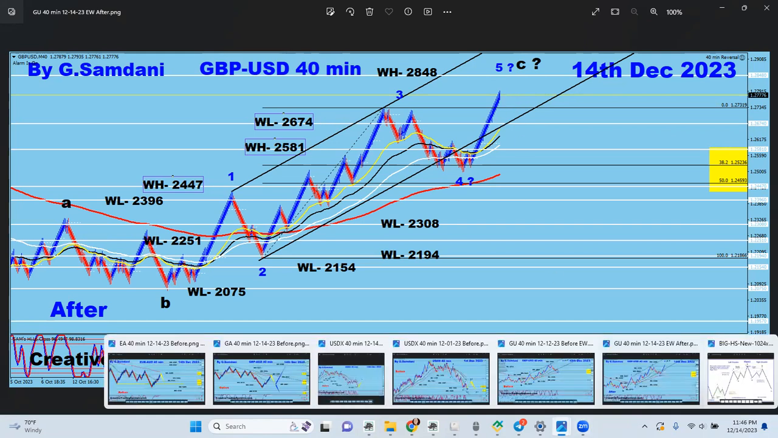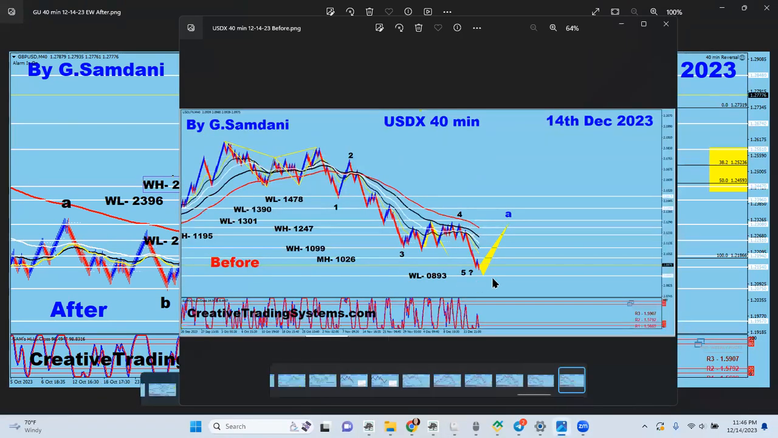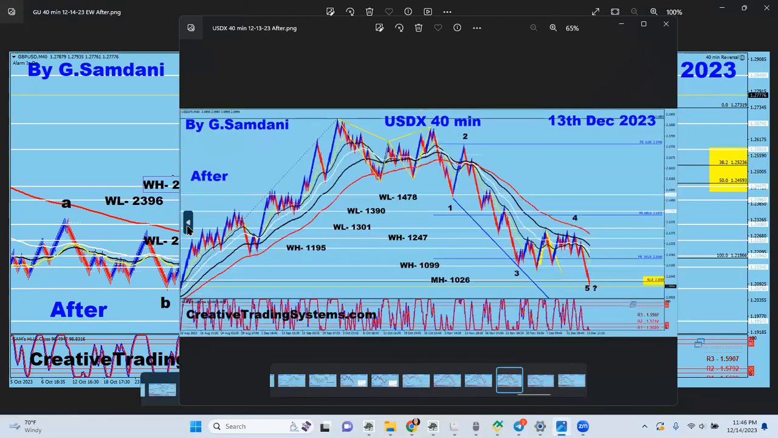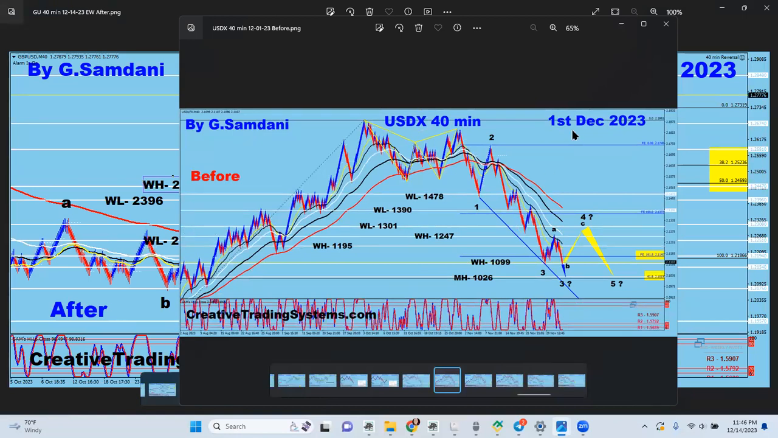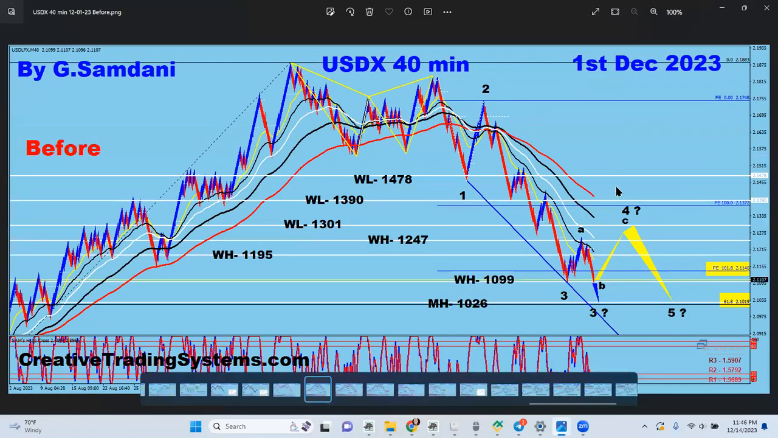Now another thing very interesting happening is the U.S. dollar index. Well, let me show you. Okay, this was the chart I made, right? Let me see. Okay, this is the chart I made on 1st December, that this thing is gonna go up first here, make the wave 4, finish the wave 4 around 1301 or 1390, somewhere in between, and then it's gonna drop all the way down here to 61% into this area. 1026 was my target, or maybe lower than that, right?